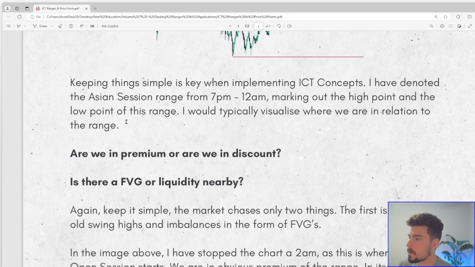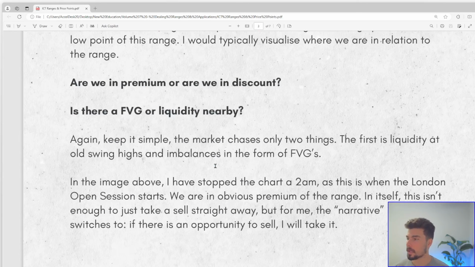Always ask yourself, number one, are we in a premium or are we in a discount? And number two, is there a fair value gap or are there liquidity points nearby? You keep it nice and simple, right? Keep it nice and simple.